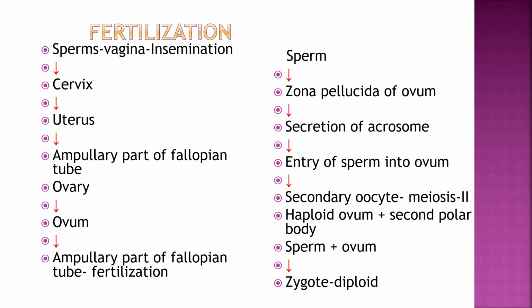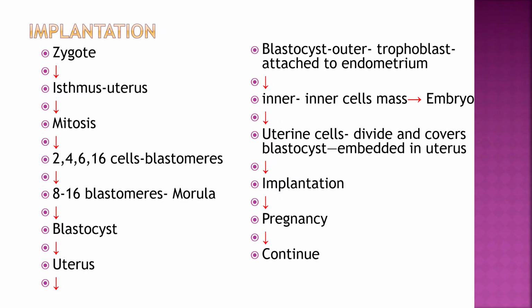So the sperms enter the zona pellucida of the ovum by secretion of acrosome, that is digestive enzymes. Then they enter into the ovum. So in the secondary oocyte meiosis 2 takes place, and then a haploid ovum plus second polar body is formed, and then sperm plus ovum unite, and then it forms the zygote, that is diploid. After fertilization, the next process is implantation.